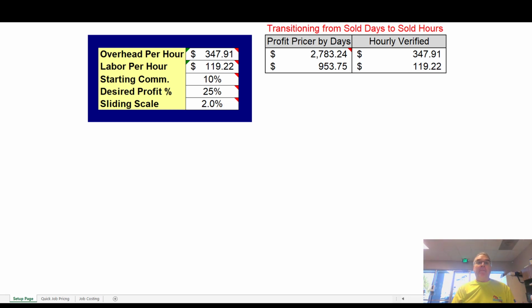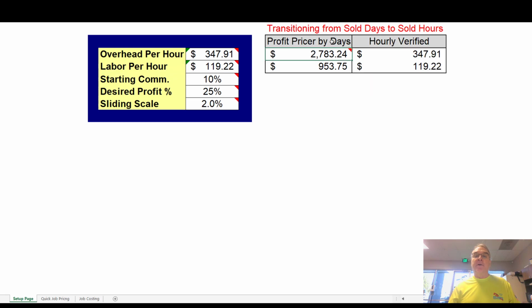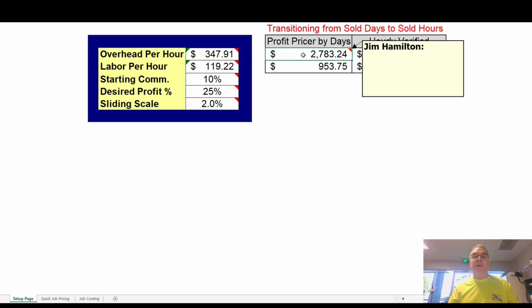This is the setup tab, and I've broken this down into hours. I usually focus that into days, but you can do it by hours too. So the company I'm working with right now is doing it by hours. And so I've broken it down. Here's the day from your profit pricer. So, like I said, I put a note in there. But in profit pricer, you might have a day rate in here. So plug it in here.